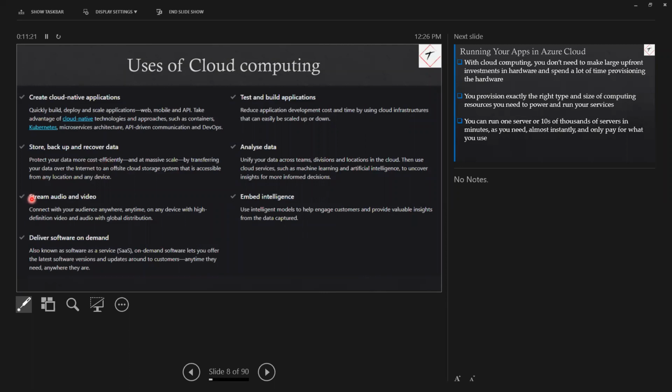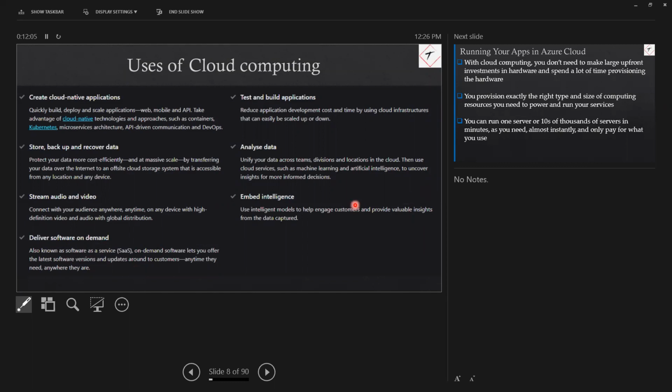You have special services where you can stream audio and video, which are meant to deal with huge amounts of audio and video. So there are special services which we'll look at in the upcoming slides. You can have software on demand. So we have something called software as a service, wherein you don't have to worry about implementing things. You just subscribe for this service, and you will be able to use it anytime around the globe. So you would not face any challenges there.